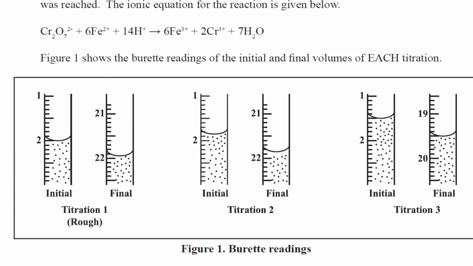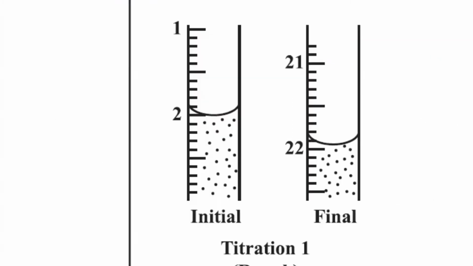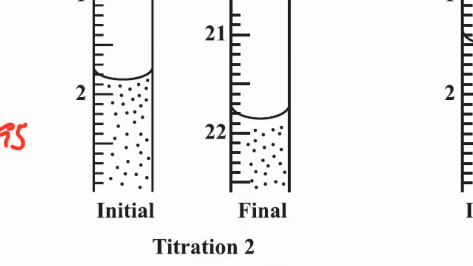So it means then that for the initial reading for titration 1, which is considered the rough titration, the reading there would be 2.00. And for the final reading in titration 1, this is 21.95. The initial reading for titration 2 would be 1.85. And the final reading in titration 2 would be 21.85.